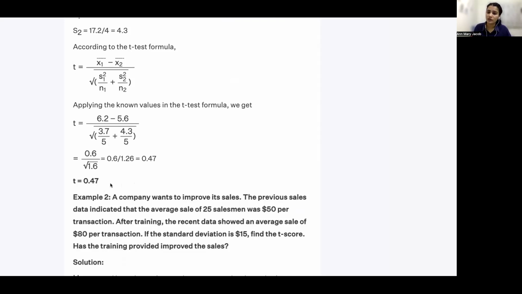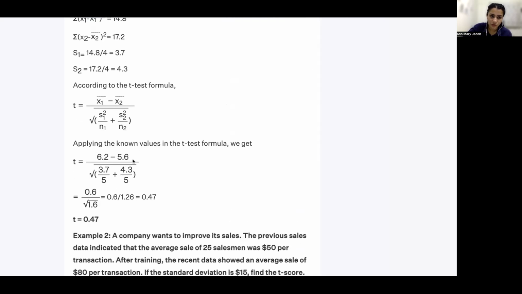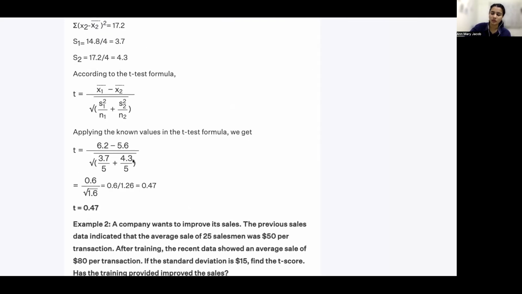Then you have certain tables that you can refer to in order to verify the result, and of course you need to find the degrees of freedom. I told you that the formula to calculate degrees of freedom is n1 plus n2 minus 2. In this case, n is 5 in both sample sets, so you do 5 plus 5 minus 2. So df will become 8.